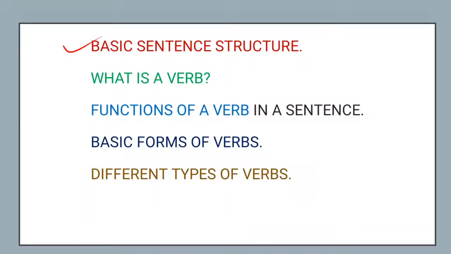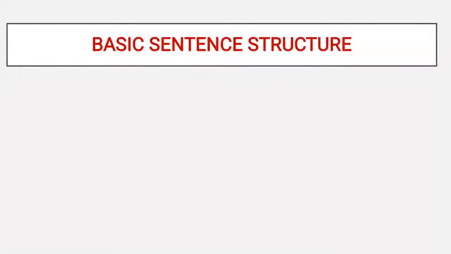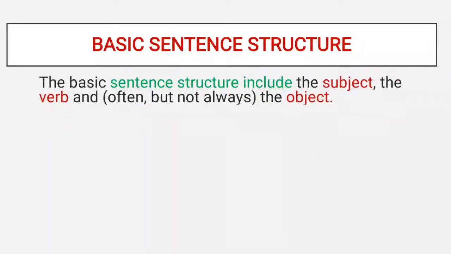So in this video, we will talk about the basic sentence structure in English language. Then we will talk about the definition of a verb. Then we will discuss functions of a verb in a sentence. We will also discuss some basic forms of verbs for better understanding. And at the end, we will talk about all the types of verbs. Now, let us try to understand the basic sentence structure in English grammar.